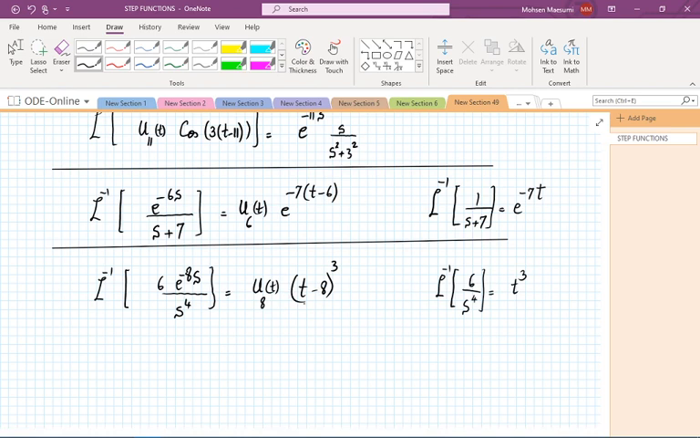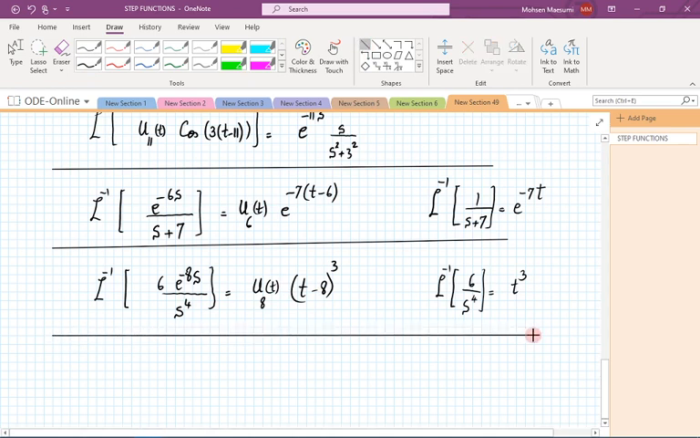Okay, so this was a simple introduction to step functions, with some simple examples, and in the future examples we are going to incorporate this into our differential equations. So it's going to be a combination of everything we learn about ODEs plus these things, and we are going to focus on that.